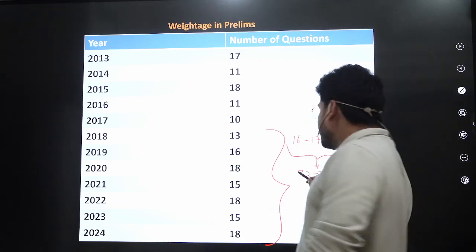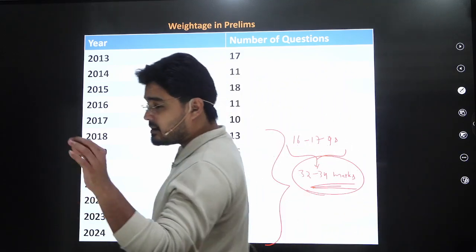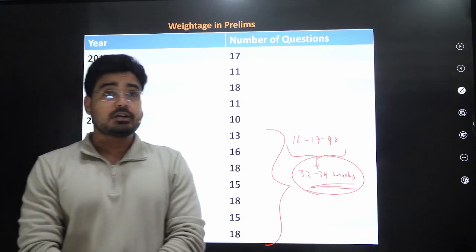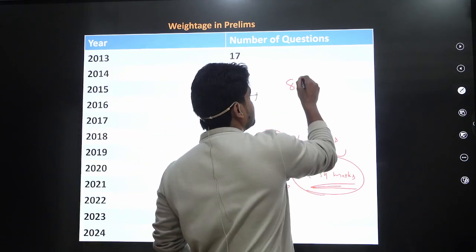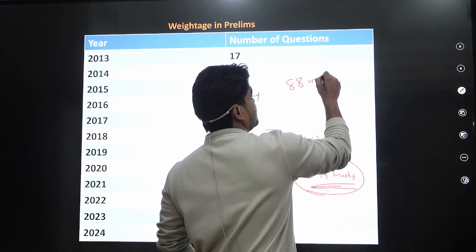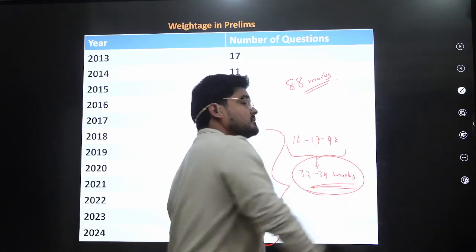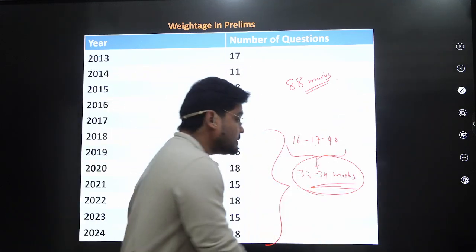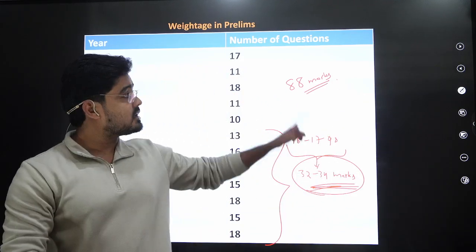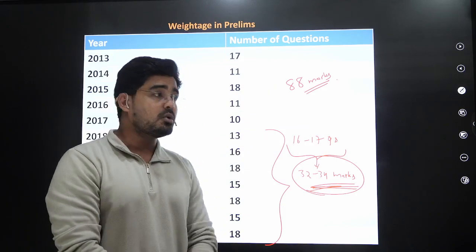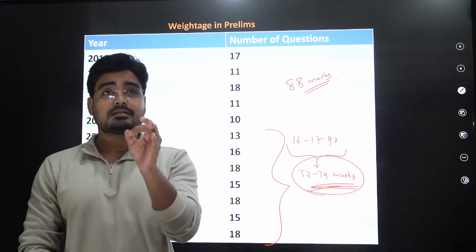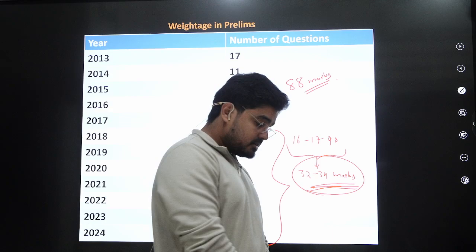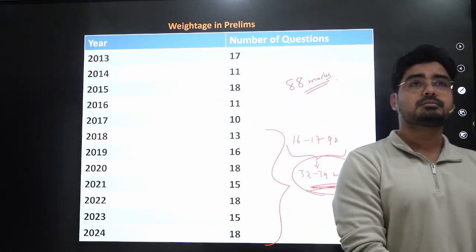You'll be able to appreciate its weightage once you are aware of the cutoff. Let me tell you, the 2024 prelims general cutoff was around 88 marks, which means more than one third of the cutoff can be scored only through economy questions. That is the significance of economy from the prelims point of view.